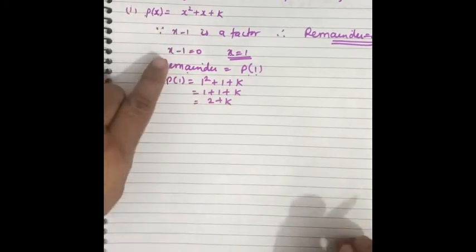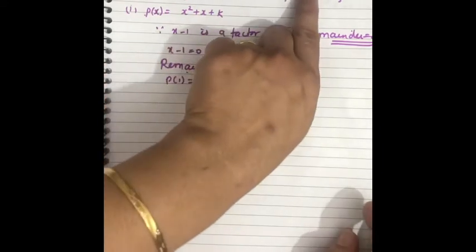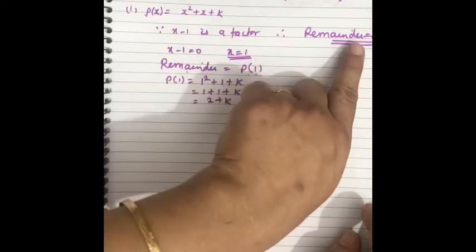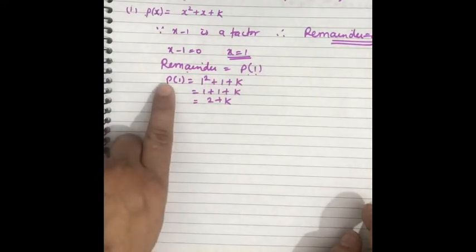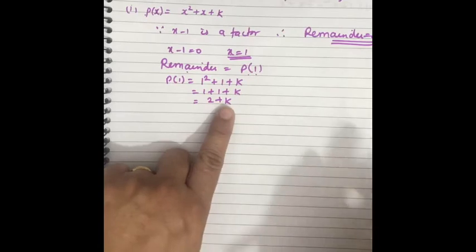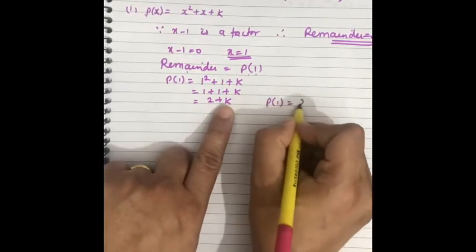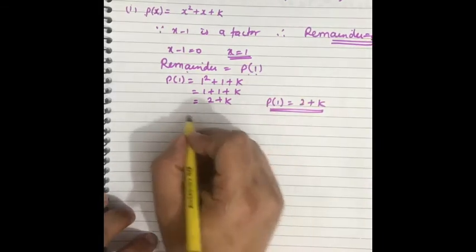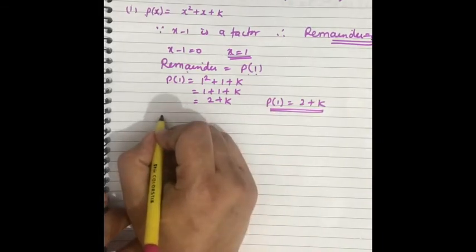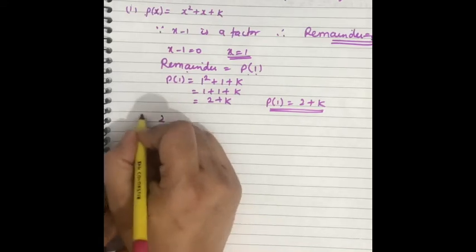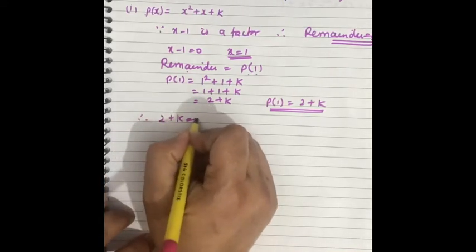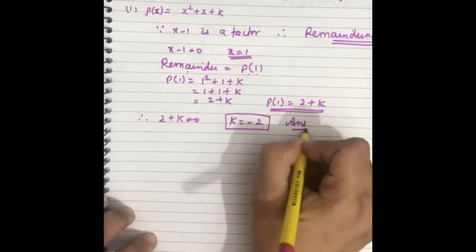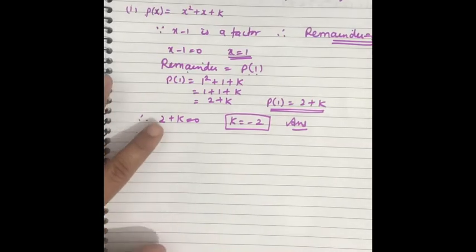And the given condition was, here it was given x minus 1 is a factor of p(x). Because it's a factor, therefore remainder is 0. Here remainder is coming as p(1) is 2 plus k. Remainder will take is equal to 0. Because x minus 1 is a factor, therefore remainder is 0. Therefore we will write 2 plus k is equal to 0. So k is equal to minus 2.